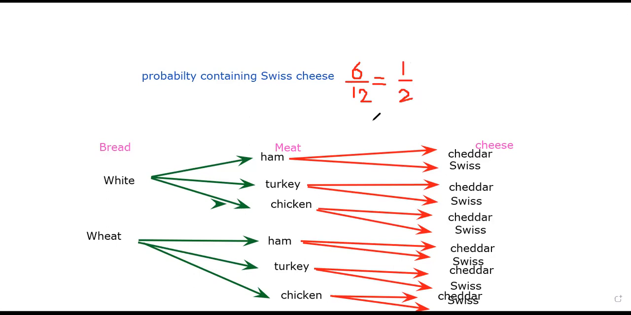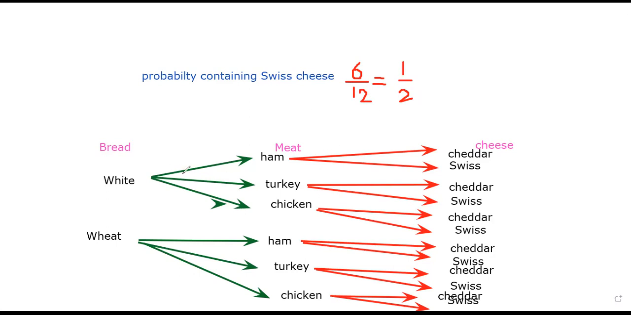Okay. If I want to ask you the probability of containing turkey, it's also 4 over 12. Yes. Why?